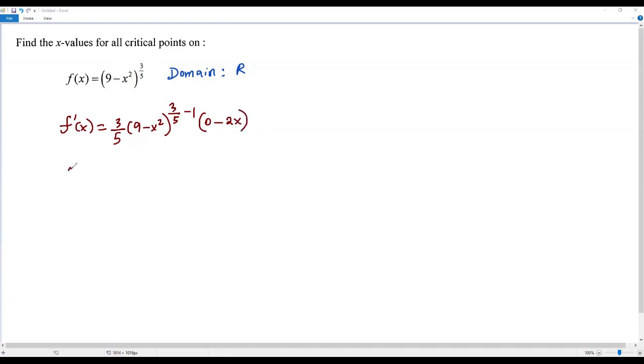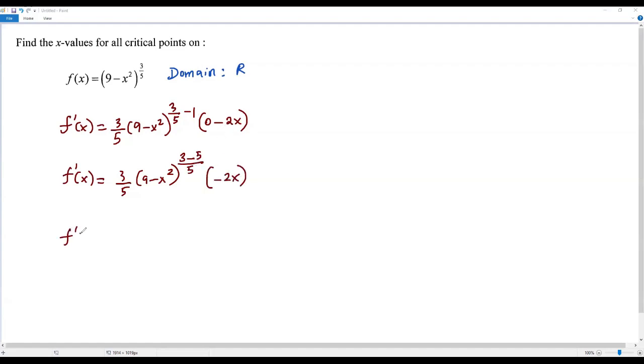Now let's do some simplification. f prime of x equals 3 over 5 times (9 minus x squared). Now I have to simplify: subtraction between the fraction 3/5 and the integer 1. Whenever I add or subtract a fraction and an integer, I multiply the integer by the denominator of the fraction, and then take 5 as the common denominator. I multiply 1 and 5, and 1 times 5 is 5. Now I can take 5 as the common denominator. So 0 minus 2x becomes just negative 2x.